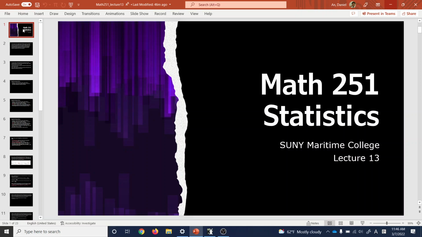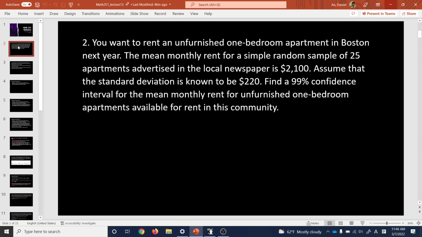Lecture 13. Let's do a few questions from the handout. We did question 1 last time, so this is question 2.